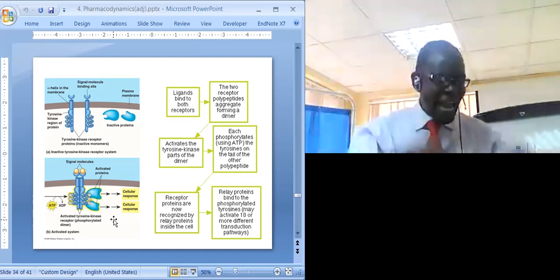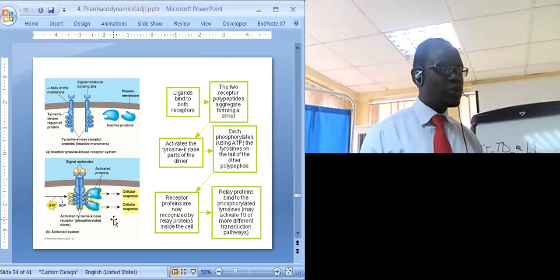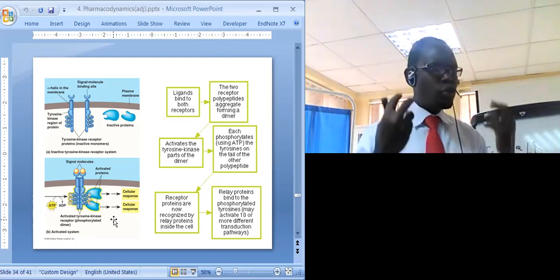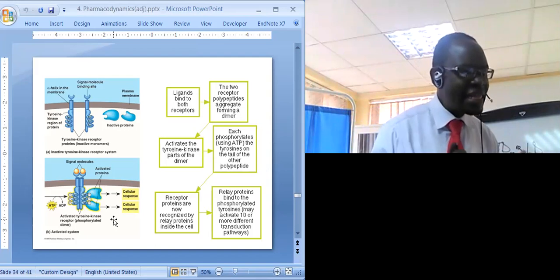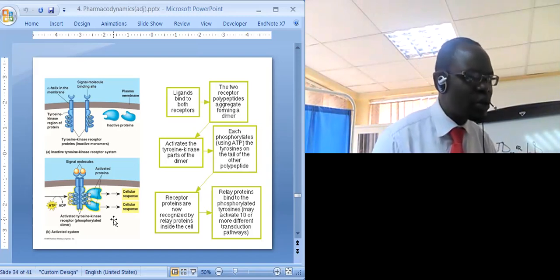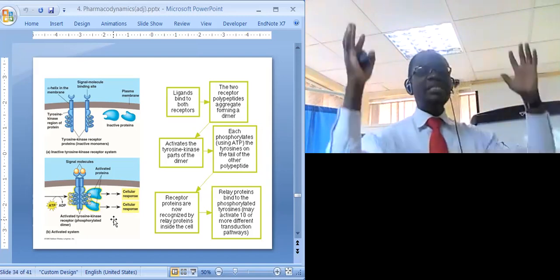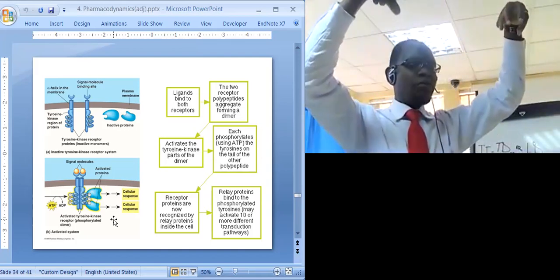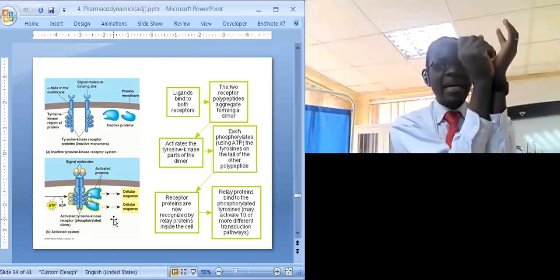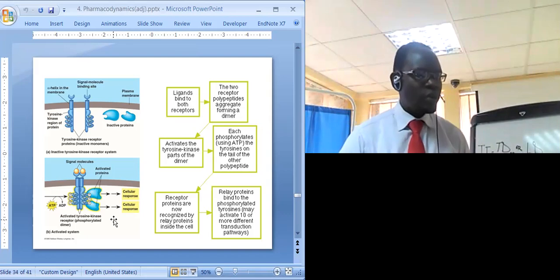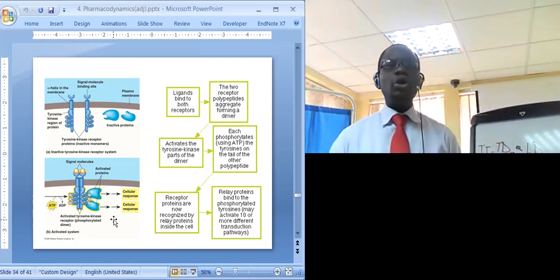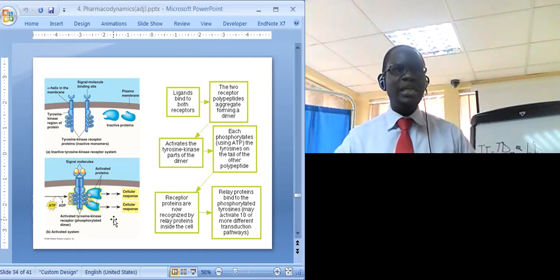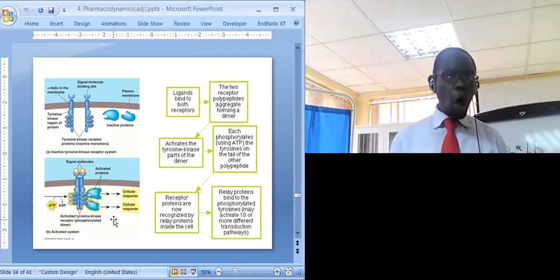So once we have binding of the ligands to these two receptors, the receptor polypeptides aggregate and therefore form what we call a dimer. In other words, initially they are separate, but once we have binding of the ligand, they combine together to form a dimer. And all that happens because of the extra energy that is produced. That is what we refer to as signal transduction.